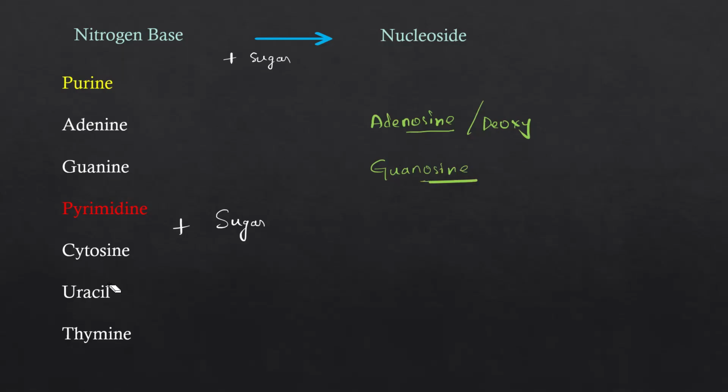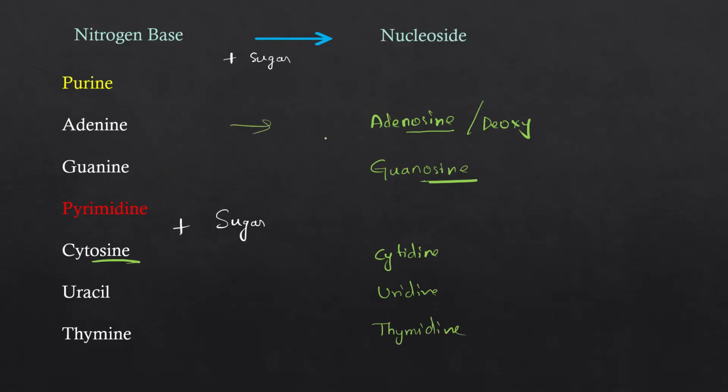If it is cytosine, see here again, you should not mistake it for a nucleoside just because of the ending. Cytosine will be called cytidine. See here, cytosine is not a nucleoside. It is just a nitrogen base, even though it ends with the letters sine, it's still a nitrogen base. Uracil, uridine. Thymine, thymidine. So remember these nucleoside names.